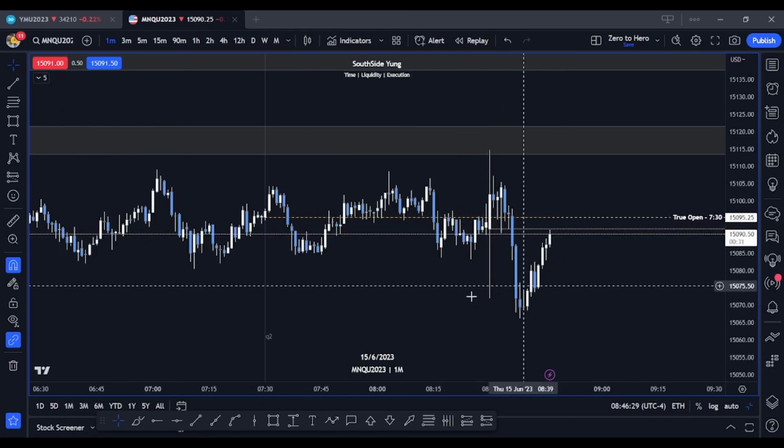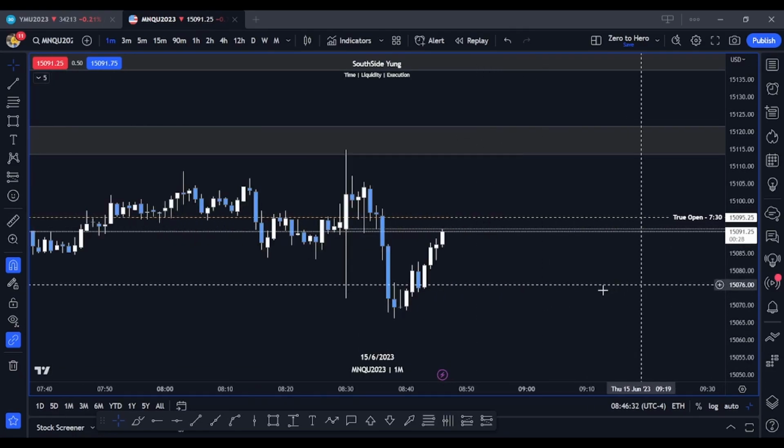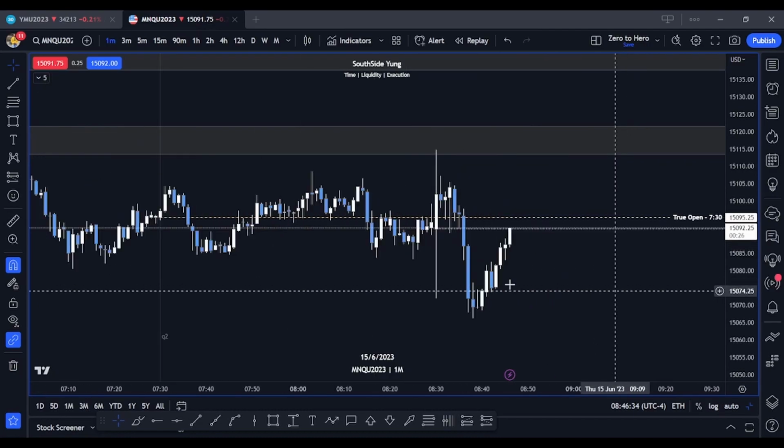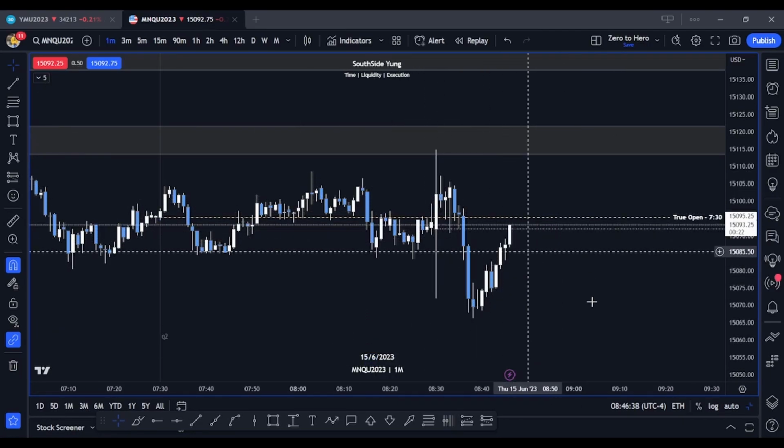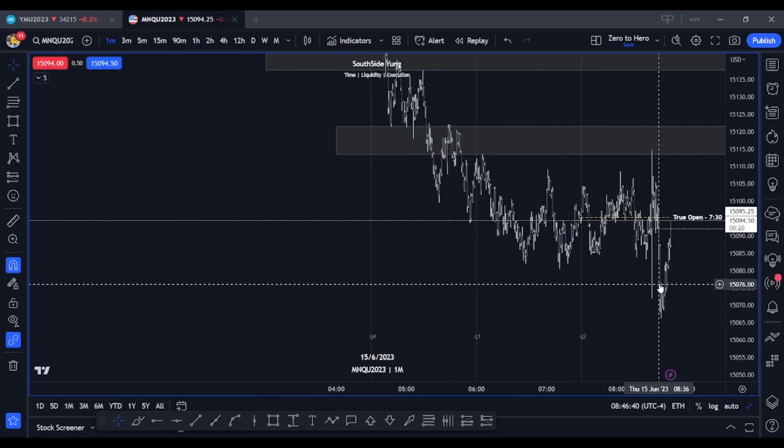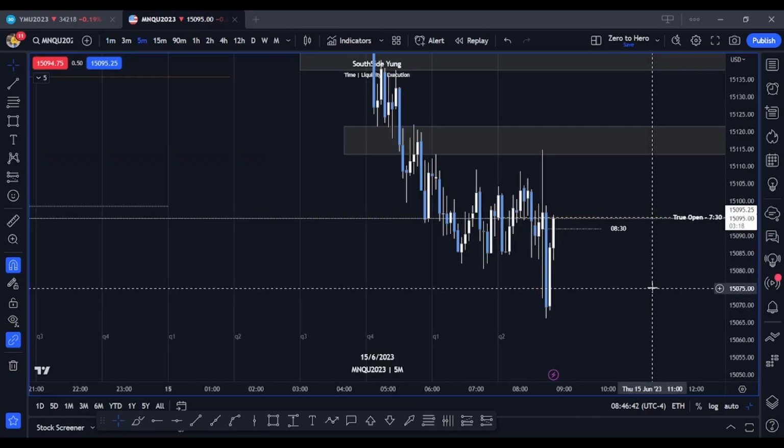Now, again, we do have that rate of liquidity down at the lows. This could be like a two-sided manipulation, right? Manipulating below the true 730 open to push price up here.